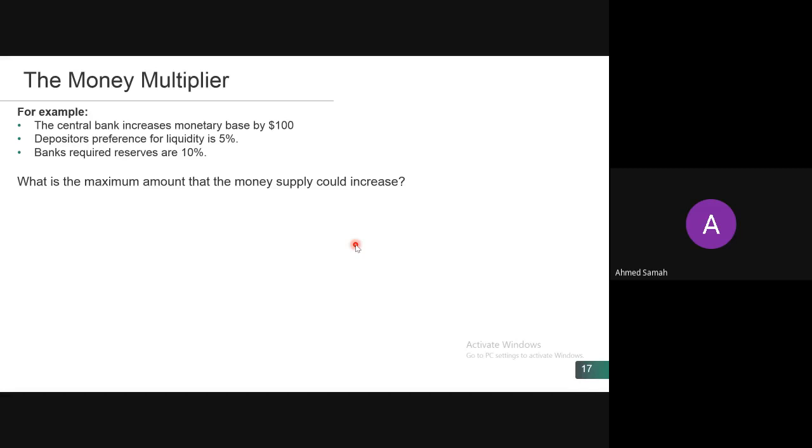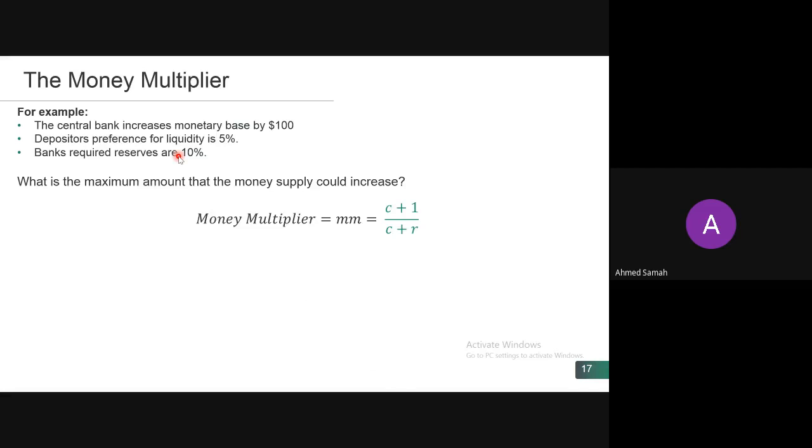So for the example, it was said that the central bank increases the monetary base by $100 and the depositors prefer to keep liquidity of 5%. It is the currency drain ratio. Banks are required to keep a reserve requirement of 10%. So that is the reserve ratio. Let's say in this particular example, they do not put any voluntary excess reserves on top of this reserve requirement.